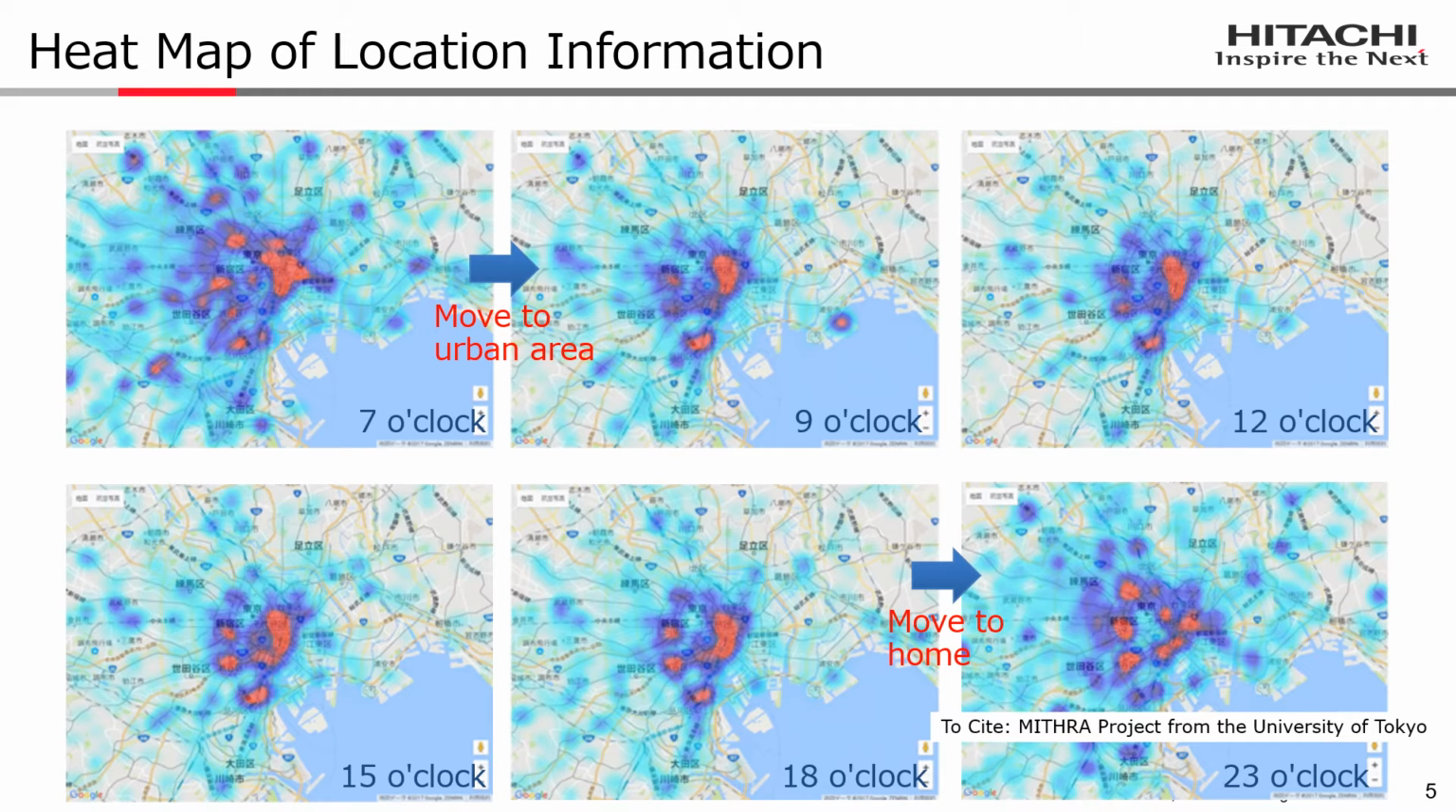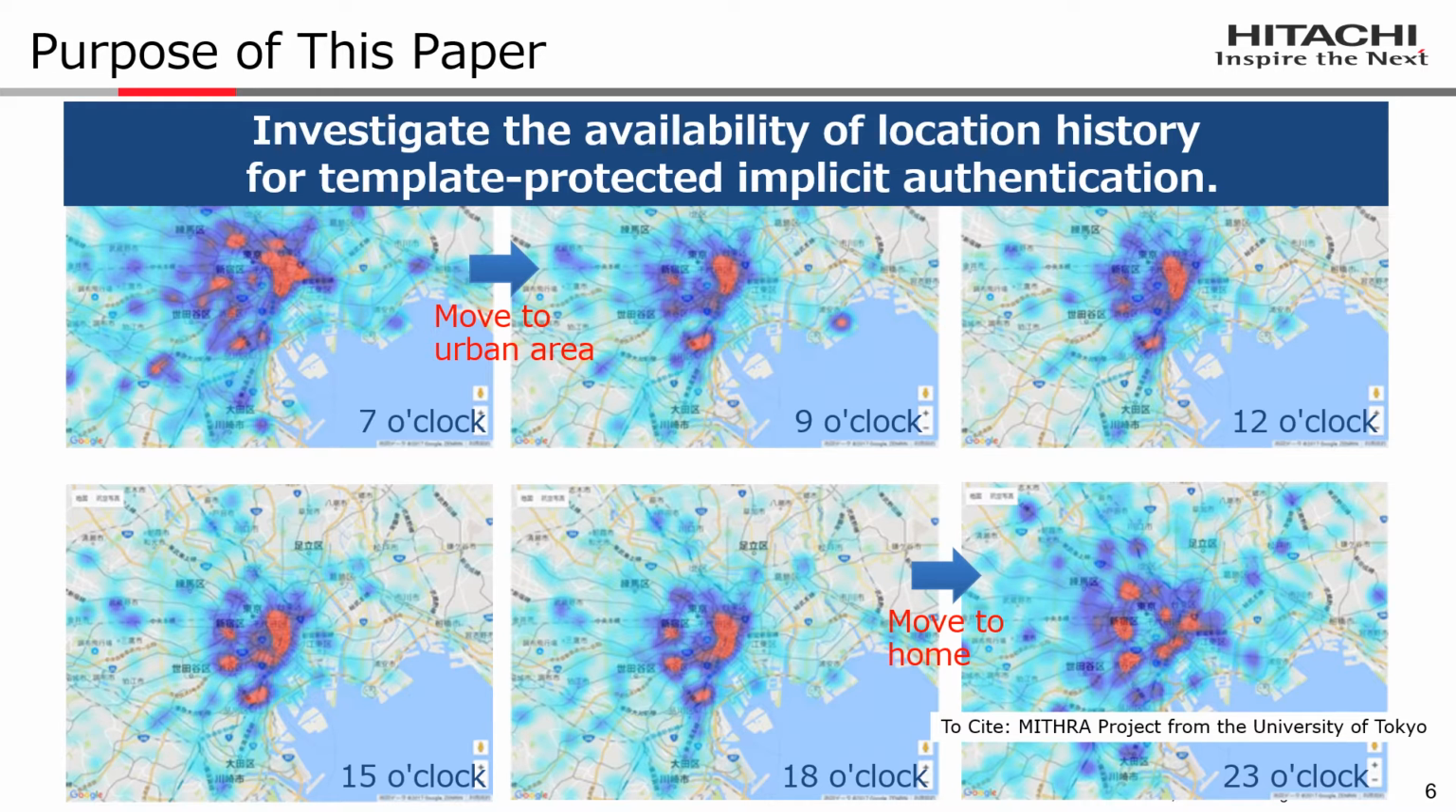Here is an example of location history of one day in Tokyo City from morning till midnight, collected by the MISRA project promoted by the University of Tokyo. The purpose of this paper is to investigate the availability of location history for template protected implicit authentication.